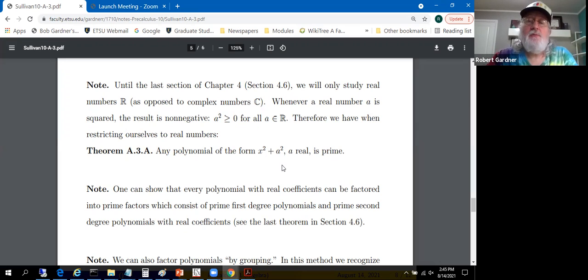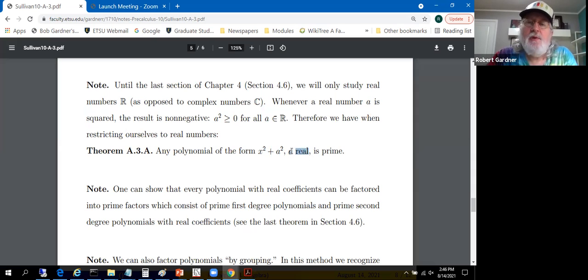Factoring a polynomial of second degree is equivalent to finding roots of that polynomial, and this is a polynomial function. This is never 0 if a is positive. There's nothing you can square to get a negative to cancel with this positive term here. This never equals 0 provided a is positive, so this must be a prime polynomial. If a equals 0, then this is just the expression x squared, which can't be factored either. So the polynomial x squared plus a squared is a prime polynomial. It can't be factored for any real number a.